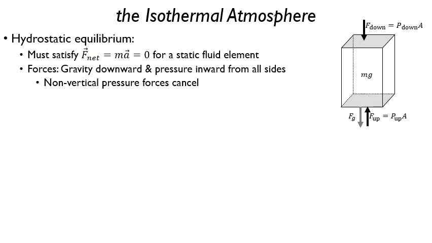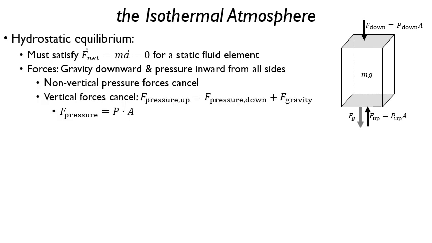So what forces do we have? We have downward gravity, we have pressure inward from all sides. The non-vertical pressure forces are all going to cancel, so I didn't even bother drawing them because it'd be a pain, but the fluid on the left of the box is not any different than the fluid on the right. The areas are the same, and so those forces are just obviously going to cancel. But for the vertical, the upward pressure force is going to be equal to the downward pressure force plus the force of gravity.